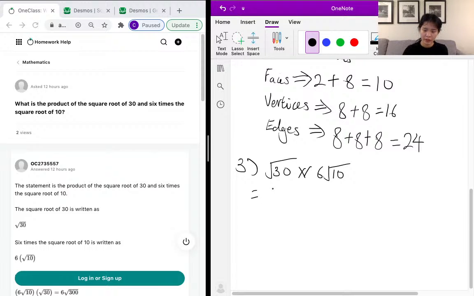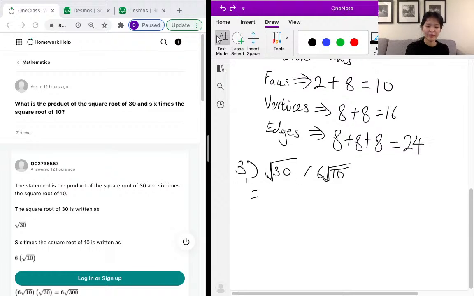In order to multiply those things together, we just multiply the parts inside the square roots with each other, and we leave the 6 alone on its own, because the square root of 30 is implicitly 1 times the square root of 30. So we just multiply the 1 with the 6, which is still 6. And we have 30 times 10, which is 300.